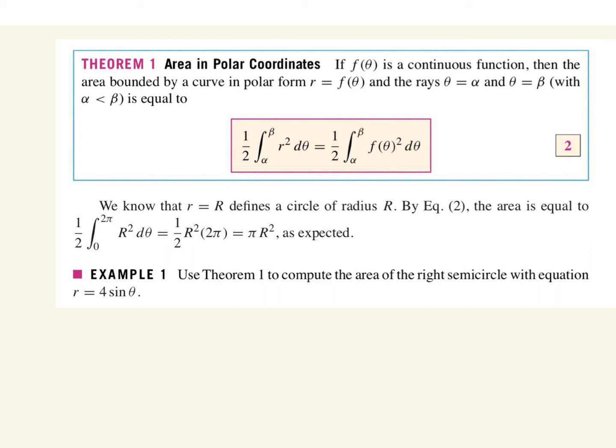You need this. So, area in polar coordinates: if f of theta is a continuous function, then the area bounded by a curve in polar form r equaling f of theta, and the rays alpha and beta, with alpha less than beta, is equal to 1/2 the integral of r squared d theta, or 1/2 the integral of f of theta squared d theta. So that is for a single function.